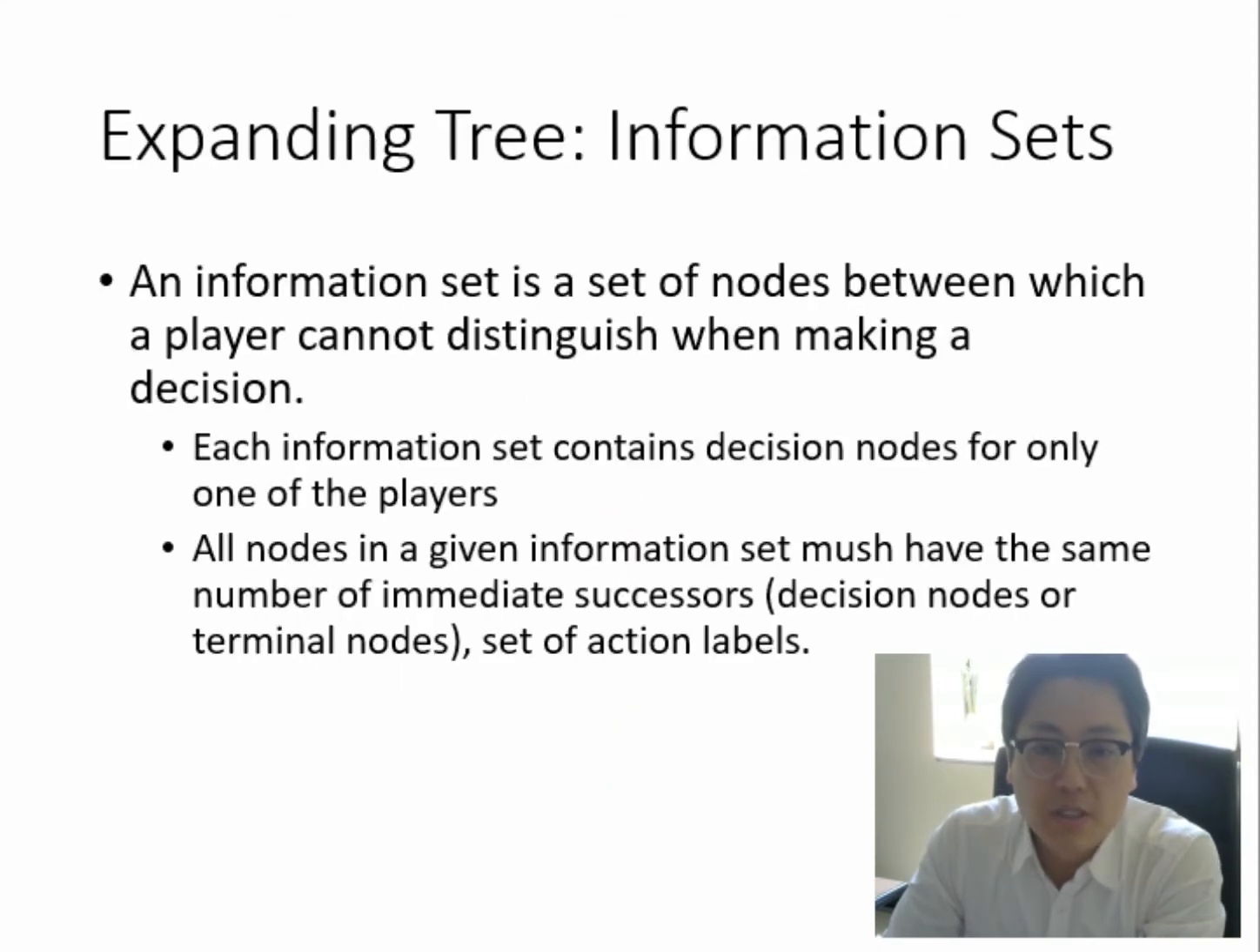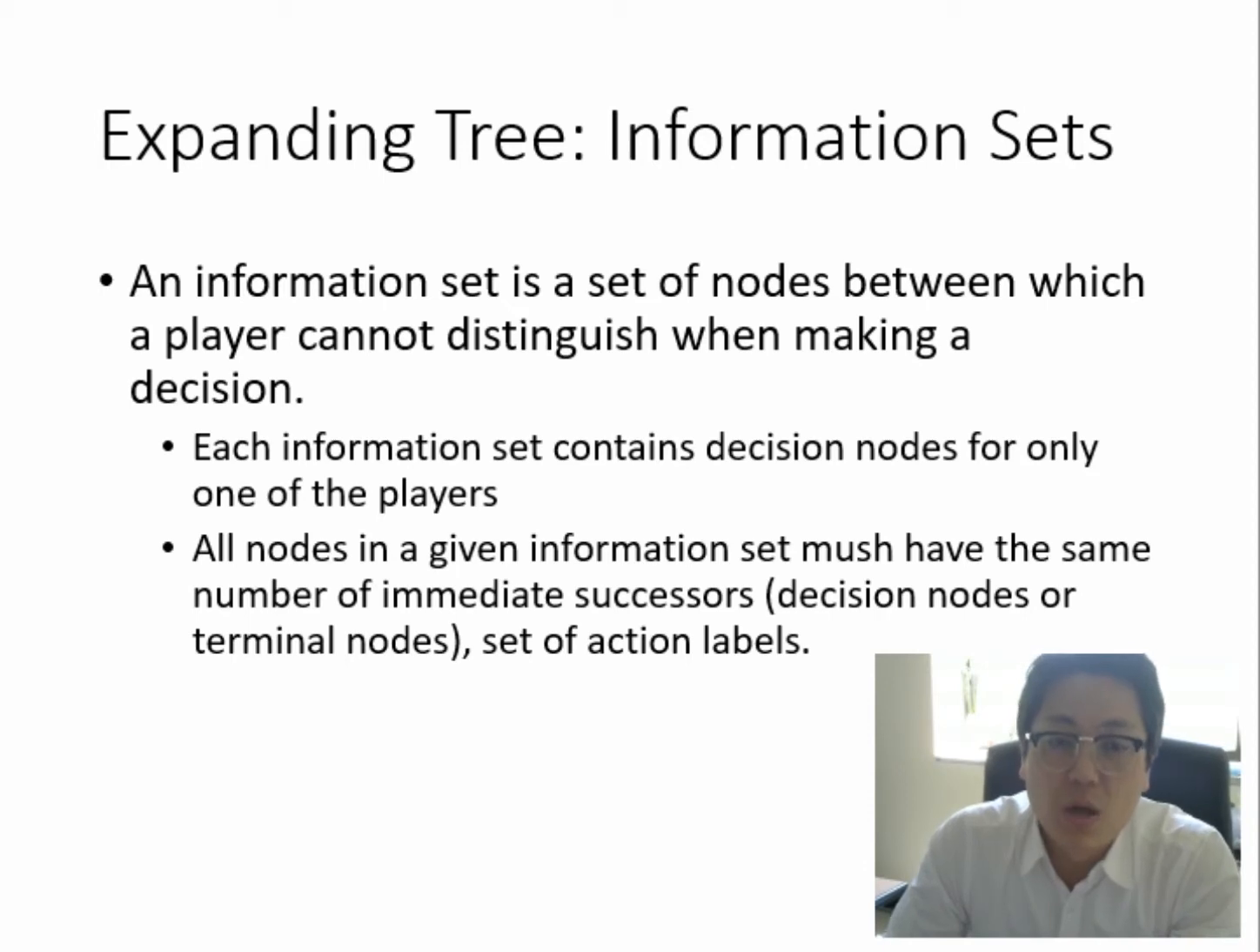Now, each information set contains decision nodes for only one of the players. Said differently, what I explained here is about the second bullet point. All nodes in a given information set must have the same number of immediate successors, whether decision nodes or terminal nodes. They should have the same number and the same label here. Same number and same label. Okay, otherwise players can distinguish between them.